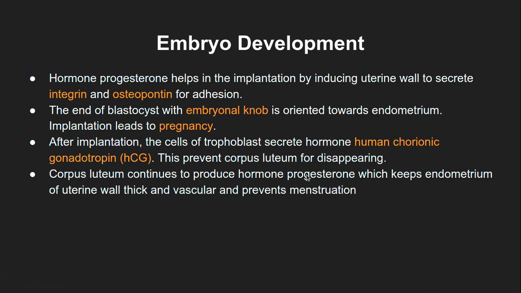So until and unless there is a lot of progesterone in the blood, this will keep the endometrium uterine wall thick and vascular and prevent it from undergoing any menstruation. If this menstruation happens, that means it's the abortion of this implanted embryo. Otherwise, it can keep growing through the different pregnancy stages.